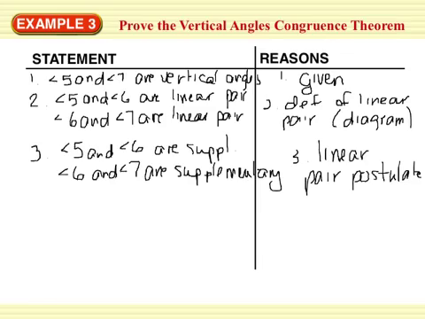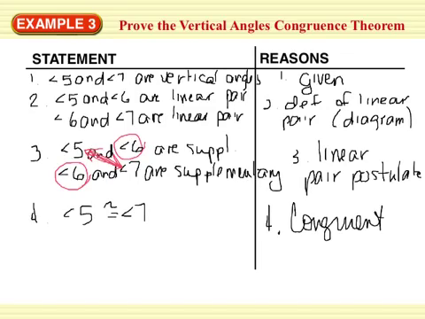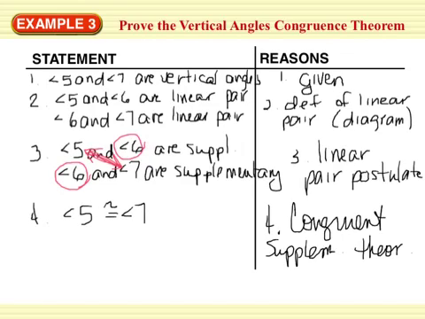All right, so I'm going to go back and read the congruent supplement theorem. It says if two angles are supplementary to the same angle, then they are congruent. So I have two angles supplementary to the same angle. 5 is supplementary to 6, 6 is supplementary to 7, so therefore we know that angle 5 is congruent to angle 7 because of the congruent supplement theorem. Awesome. Next page.